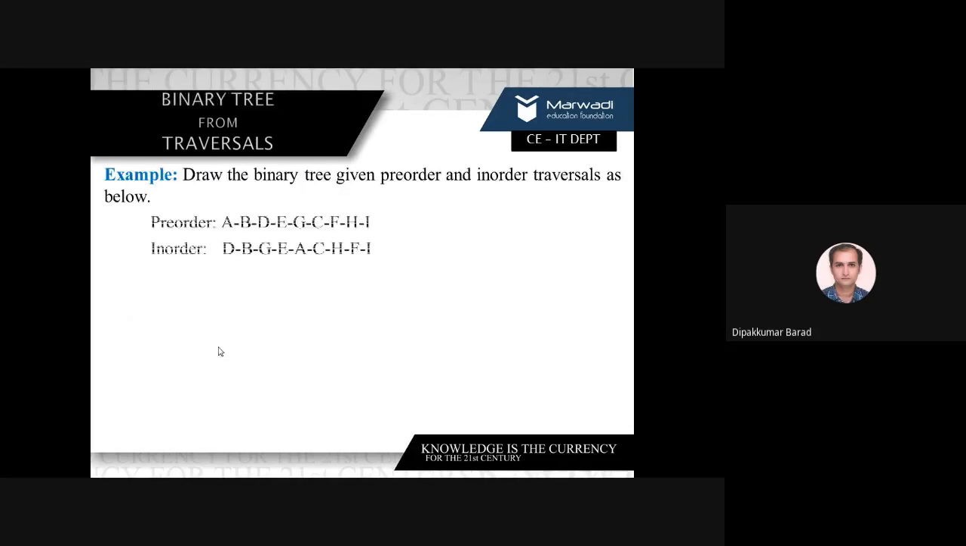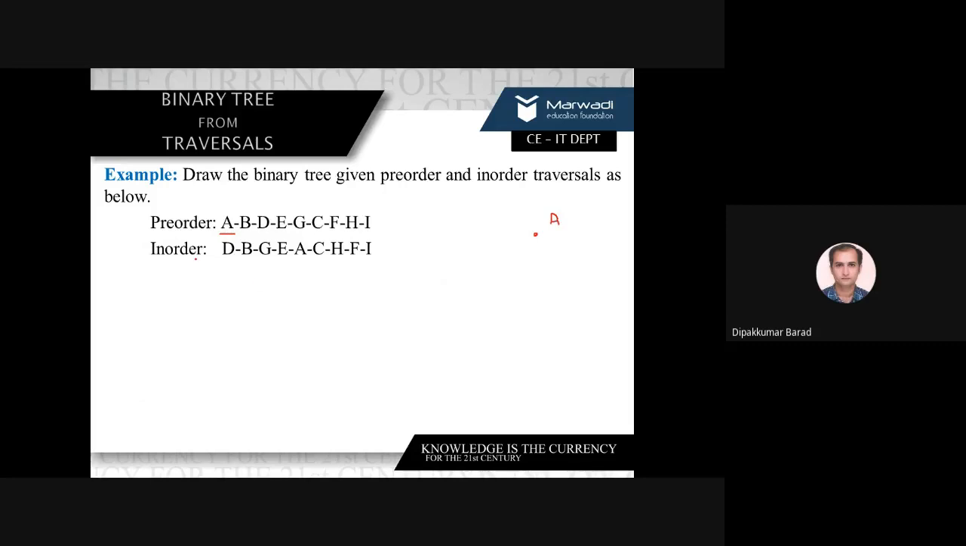Suppose here we are given this pre-order and in-order. First of all, for pre-order you have to remember we start with the root. So NLR is the order for pre-order, and in-order is LNR. From this, in pre-order, the first vertex always represents the root of the tree. So this A represents the root of the tree.